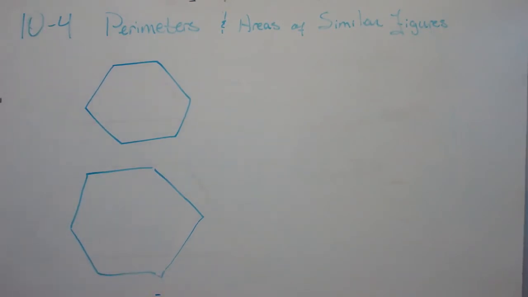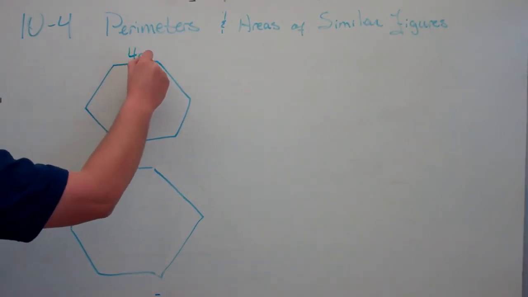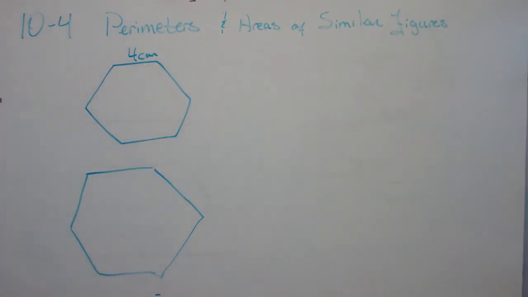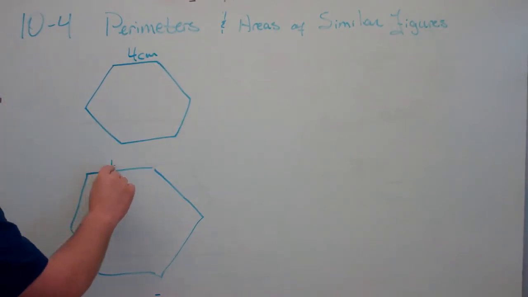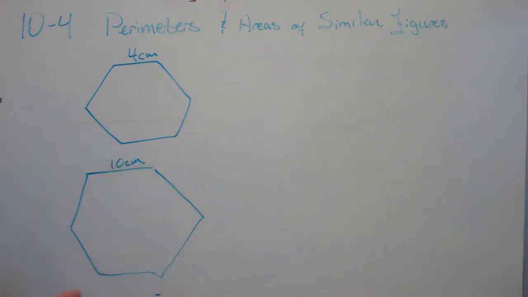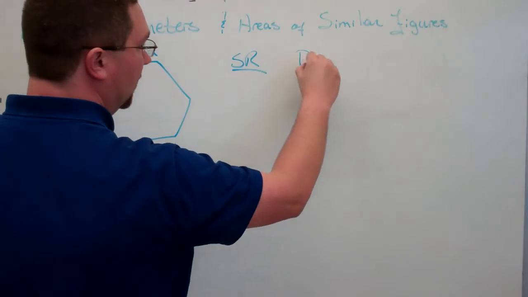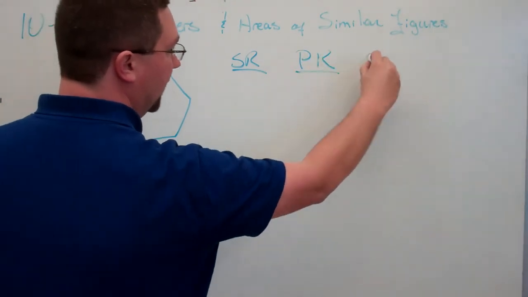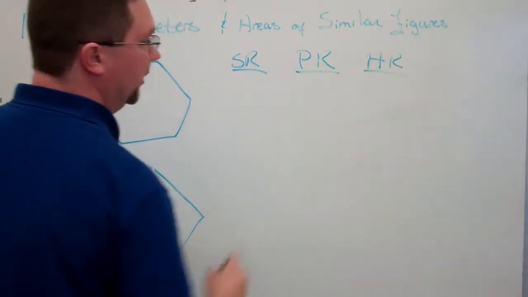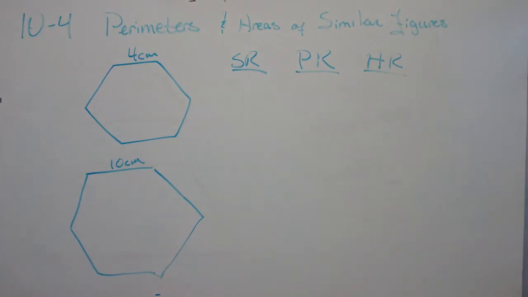Alright, so this is 4 centimeters. And the other one is 10 centimeters. Alright, so what I want you to do, find the similarity ratio, find the perimeter ratio, and find the area ratio. So pause the video, take a few seconds and figure this out.